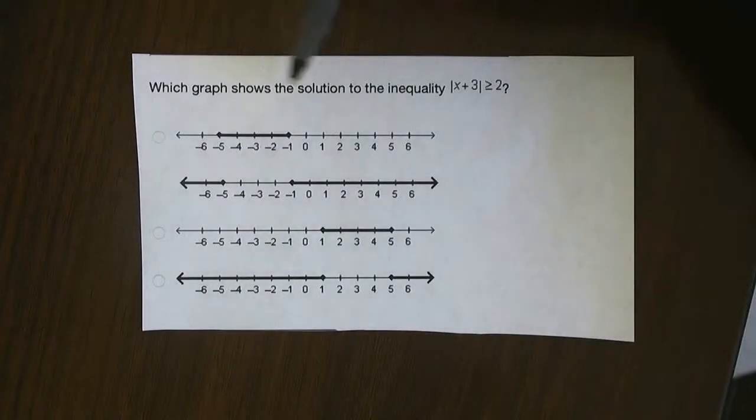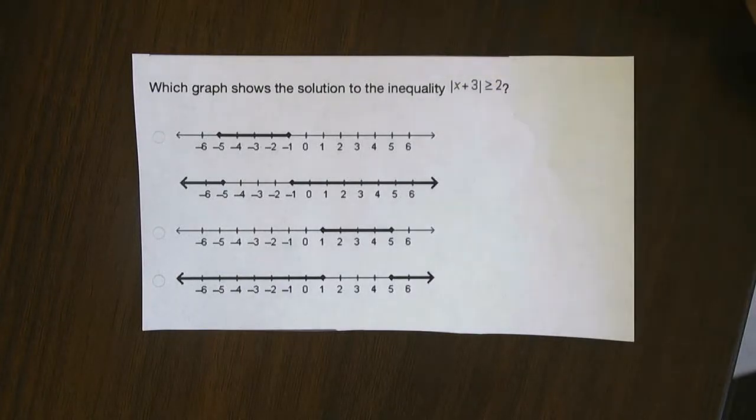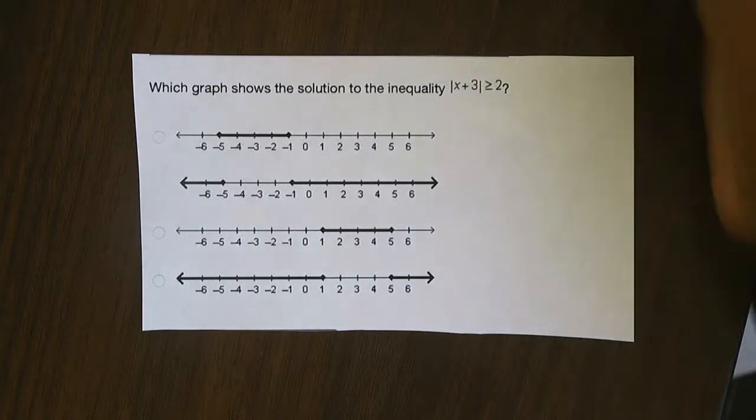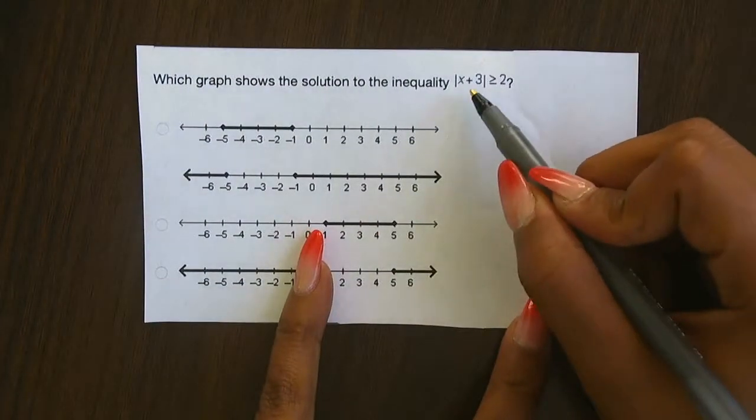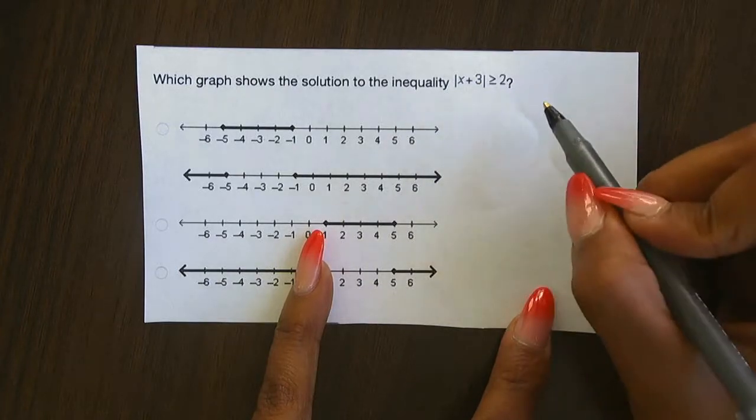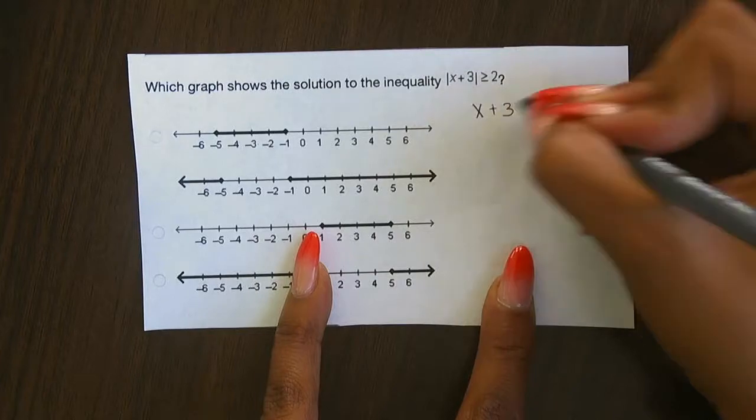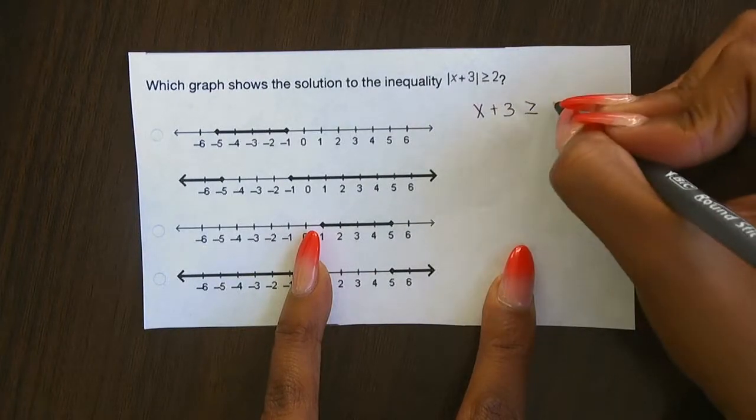Which graph shows the solution to the inequality, the absolute value of x plus 3 is greater than or equal to 2? All right, so what I need to do is find out for what values of x the solution set is satisfied. I'm going to take my first value. It already tells me that x plus 3 is greater than or equal to 2. So I have x plus 3 is greater than or equal to 2.